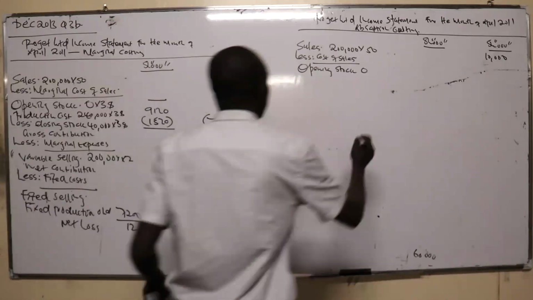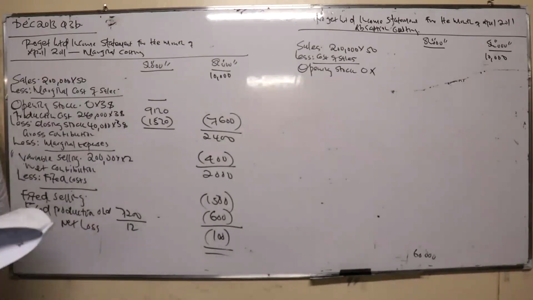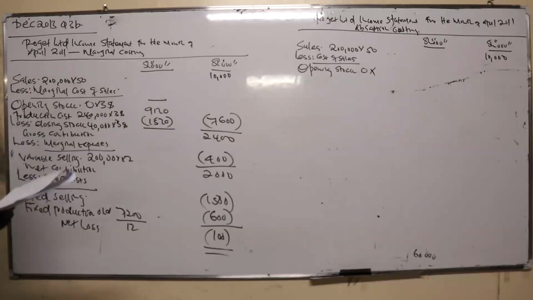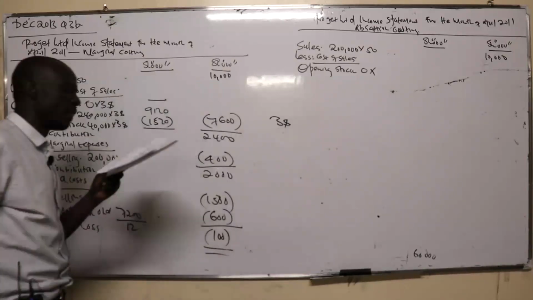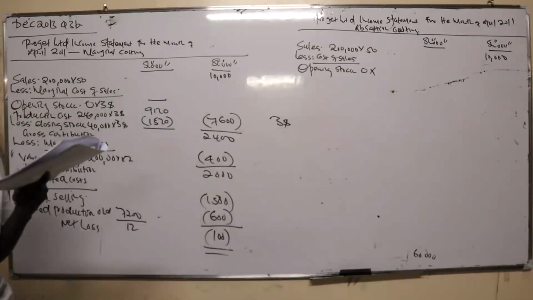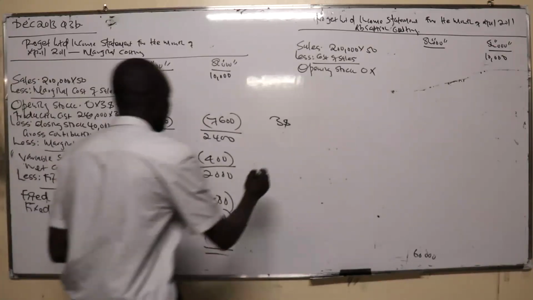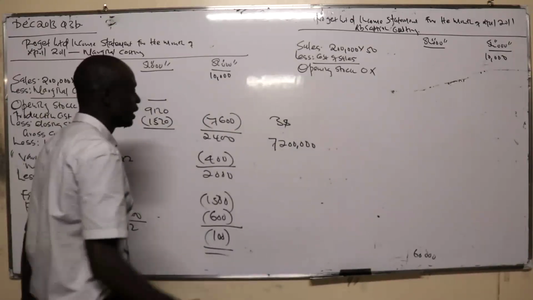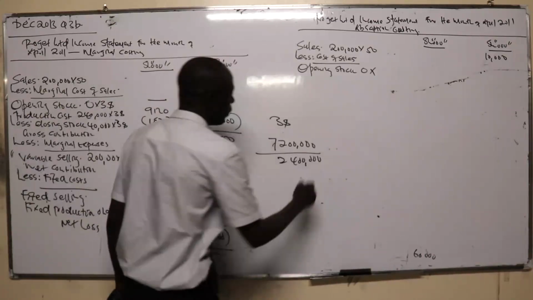Now, how do you value the opening stock under absorption costing? You value it based on the total production cost. Total production cost is a combination of variable manufacturing costs and fixed overheads. So the variable manufacturing cost is 38 shillings per unit. And then the overhead, the total fixed production cost for the whole year was 7,200,000. And this was for 2,400,000 units.